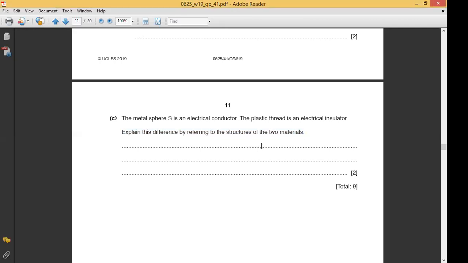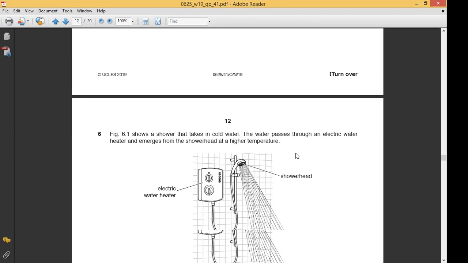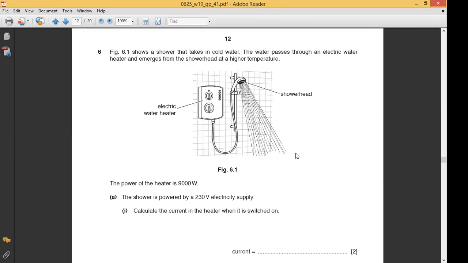So in an electrical conductor, the electrons are delocalized, they are mobile, they are free to move. But in electrical insulators, the electrons are fixed in one place. So with that, they cannot conduct electricity. That's the difference between them, and that's 2 marks. Okay, now the next question is number 6.